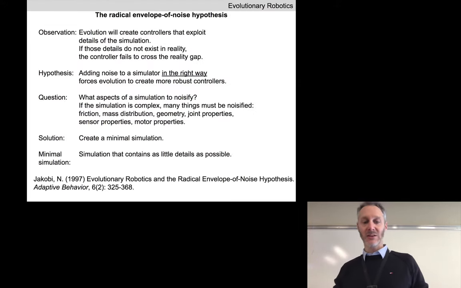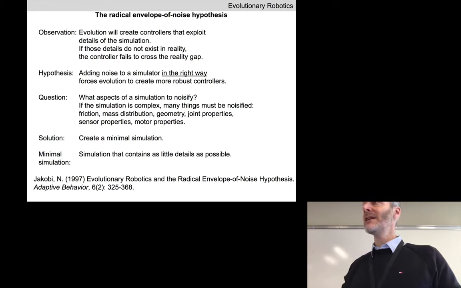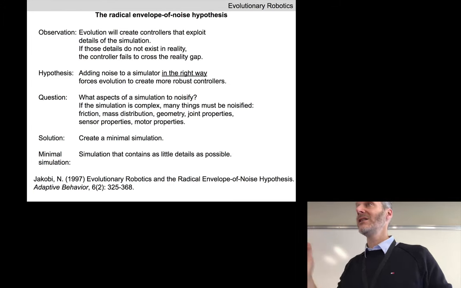And as promised, this is an idea that goes back to 1997. And way back then, there were no physics engines, but there were sort of models, virtual models of robots and so on, which we'll see in a moment. But before we get there, there was already the understanding that evolution will create controllers that exploit details of the simulation or the model, sort of pre-physics engines. However, if some details of that model or that simulation do not exist in reality, if evolution is exploiting them and we take away those details when we move to reality, obviously the evolved solution is going to fail. So there was a realization very early about this deep problem of how to cross this gap.